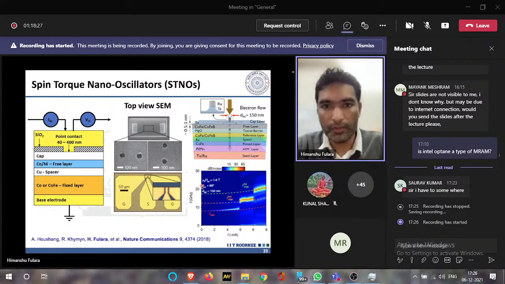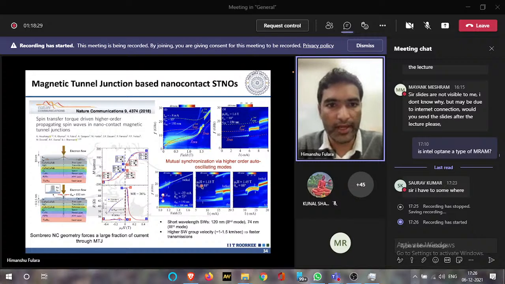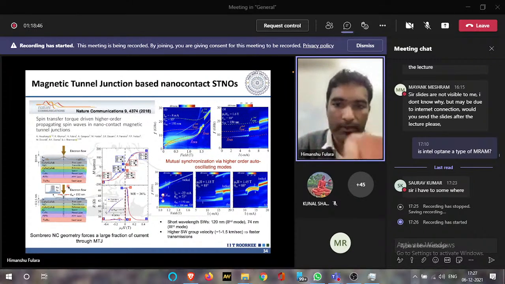So we observed this effect. Here, in 2018, this is the paper we published. In 2018, we demonstrated this high frequency microwave signal in these magnetic tunnel junctions. These are nano contact magnetic tunnel junctions. I was showing you this slide because the magnetoresistance here is 36%. This is the magnetoresistance measured on these nano contacts.